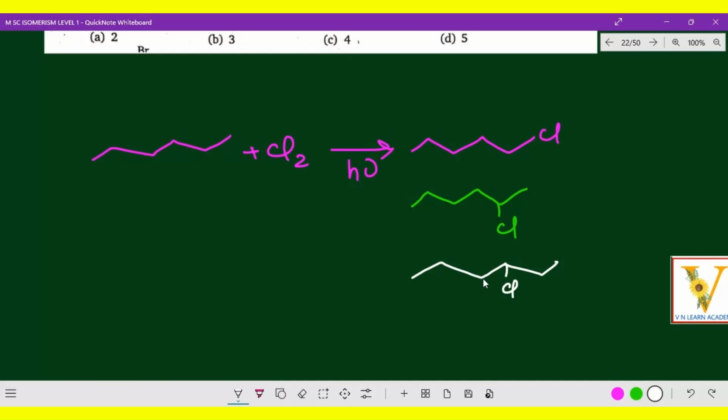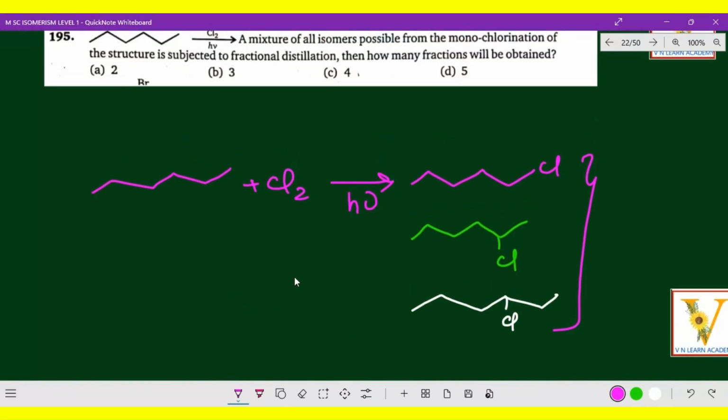Now if I put it on this side also, it is the same thing; you will get that same one, 1 2 3. So here, 1 2 3. If you put Cl here also, the same position is obtained when you count from here. So only these three compounds are there. They are asking about fractional distillation, and they are mentioning isomers only. They did not mention chiral or anything else.